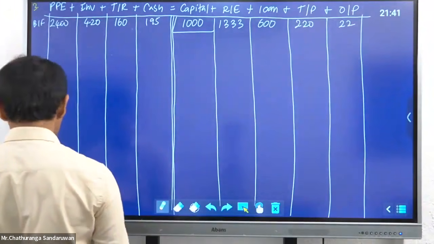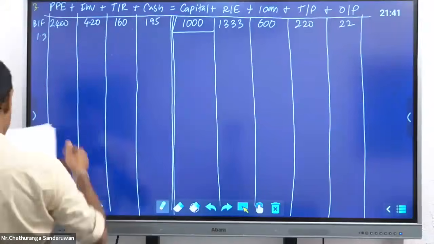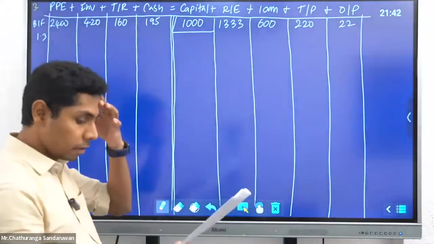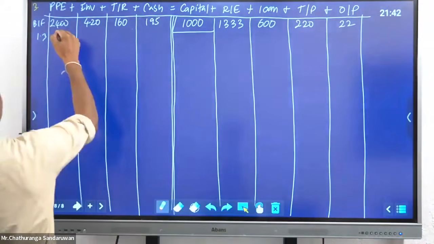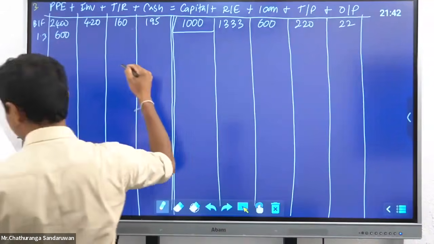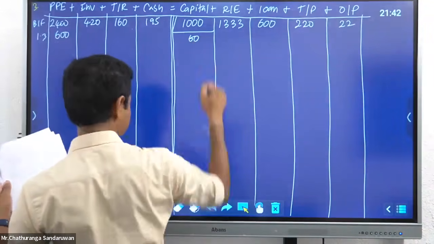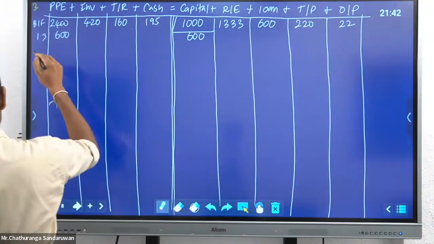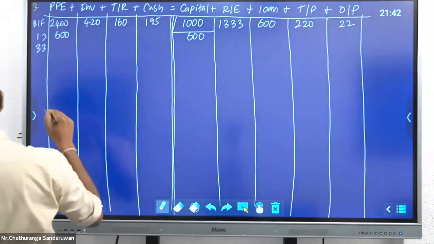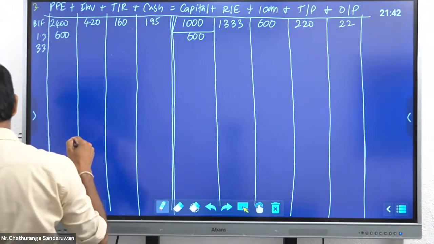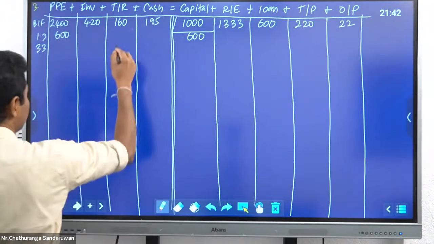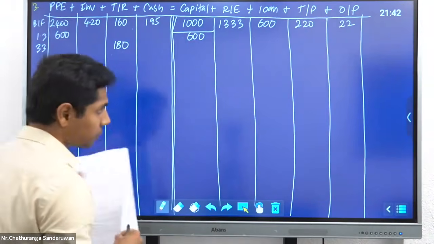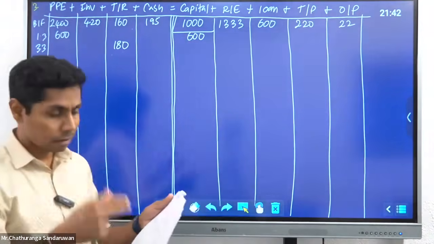1st of March, office equipment costing 600,000 was introduced to the business by Malaysia. PPE increased by 600, capital increased by 600. Then 3rd of March, credit sales amounting to 180, trade receivables increased by 180. So you have to find the cost, right? Cost should be deducted from the inventory.